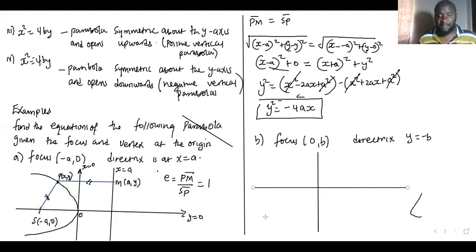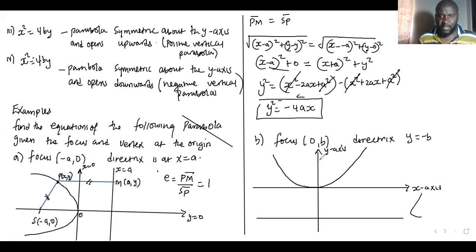I mean, its vertex is here, then this is its directrix. So according to that definition, which has been given, if this is the y-axis, and this is our x-axis, then the parabola comes and turns and opens upwards, like that.